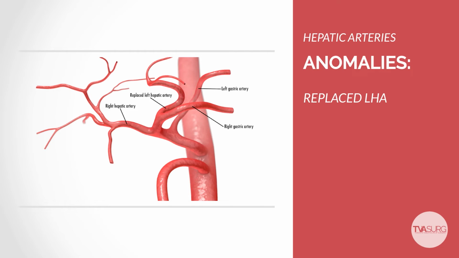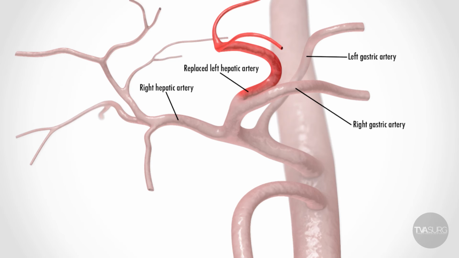Within the liver, variations on arterial branches are dealt with as they are encountered, but preoperatively, surgeons will look to see if there are major deviations. An important anomaly to consider are replaced left hepatic arteries. These can occur in about 25% of people and will usually come from the left gastric artery. In this case, it's coming off the right gastric.